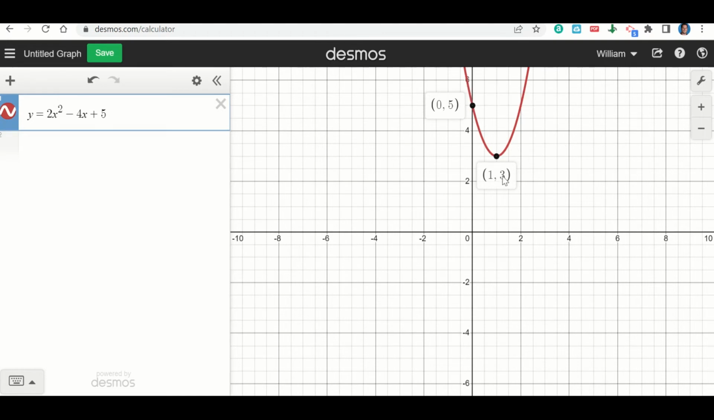So we can also see where the graph crosses and where the roots exist and all of that. So we can check our work with quadratics by using Desmos. So this is how you would use Desmos to check your work when dealing with quadratics.